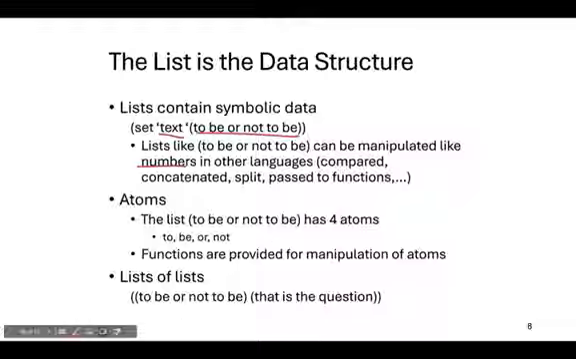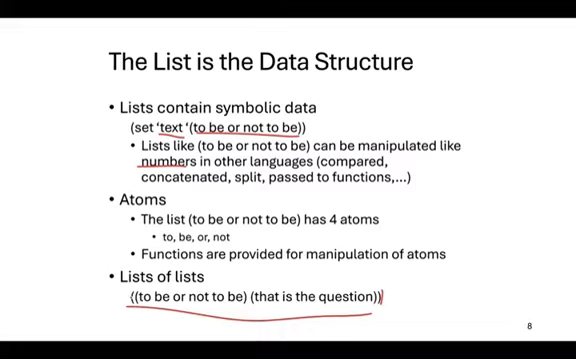So we can have, this is a list. So you see the parentheses here, the parentheses representing a list. This is one list we have here: to be or not to be. And then that is the question. This is the second list. So we have two lists inside combined into a bigger list.